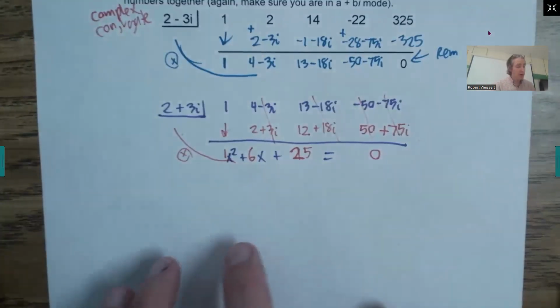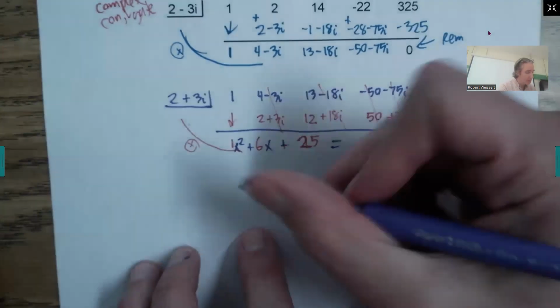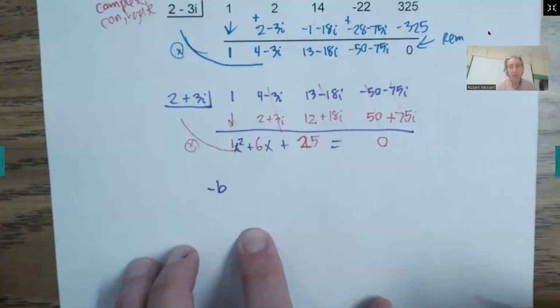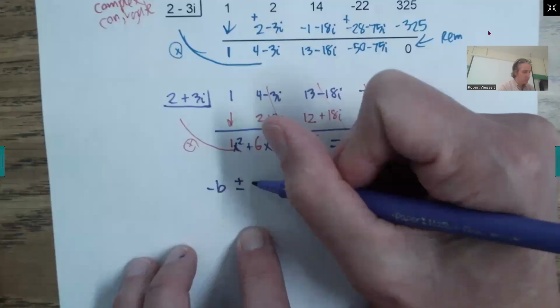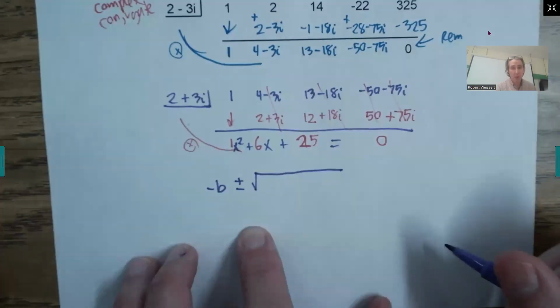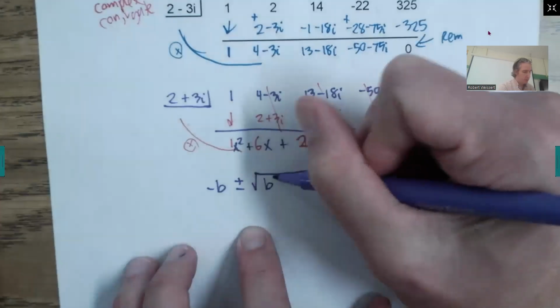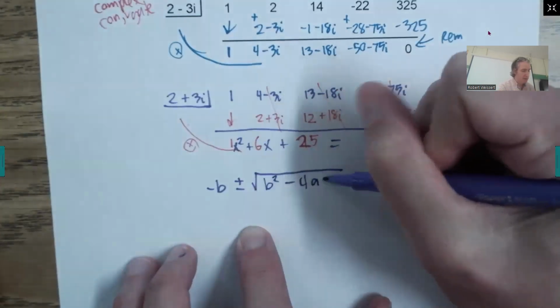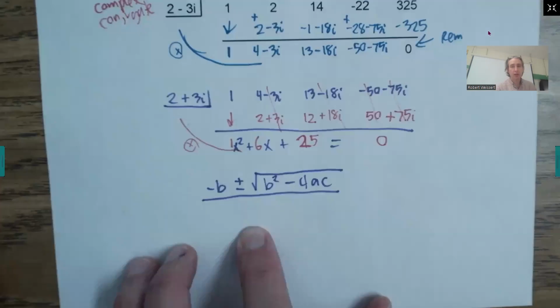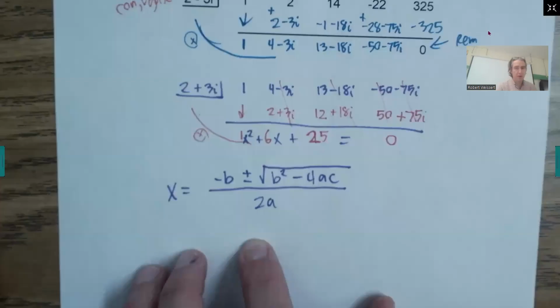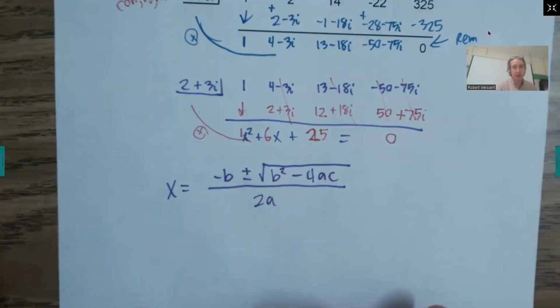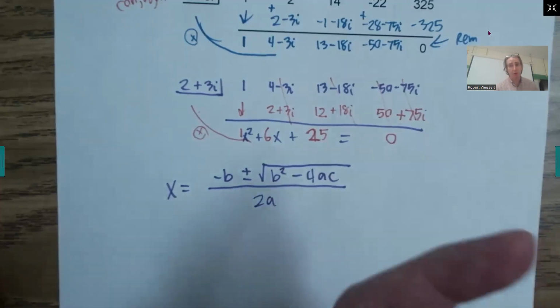So if you remember the quadratic formula, it's opposite of b, plus or minus square root of b squared minus 4ac, air conditioning, all over 2a. That'll get you your other roots. In this case, those are going to be complex too because we didn't have any real roots.